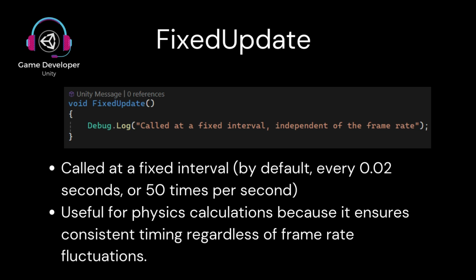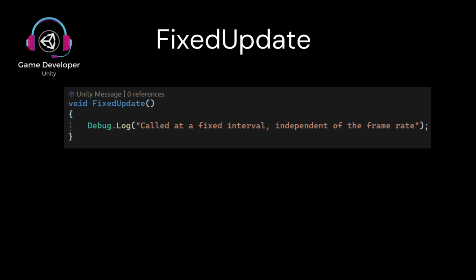Using FixedUpdate allows you to decouple physics calculations from the frame rate, which helps maintain stability in physics simulations, especially in scenarios where the frame rate may vary significantly. Always use FixedUpdate for physics-related code. This ensures that the physics engine operates correctly and consistently.